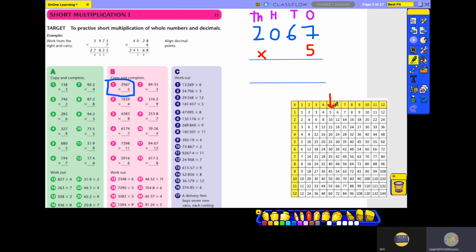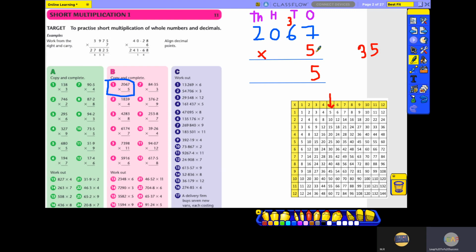7 times 5. Well, if you go through your 5 times table, 1, 2, 3, 4, 5, 6, 7, 35. Now, well, you have the number 35. So what you do is you get your ones from that, your 5, and you put that there. Tens column now goes to the next number in the next column. So it goes just above the 3.